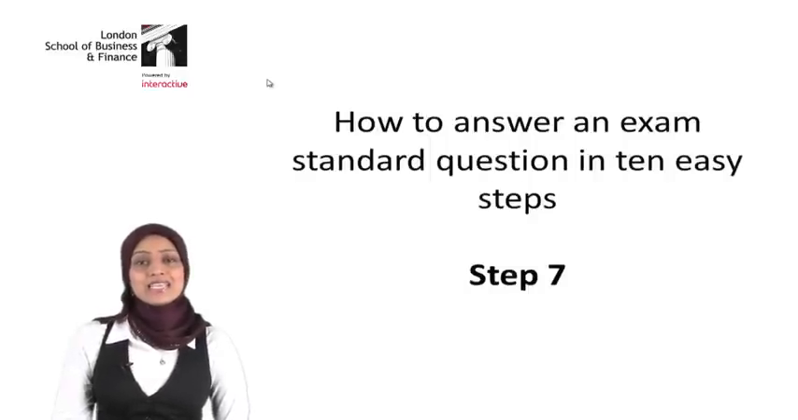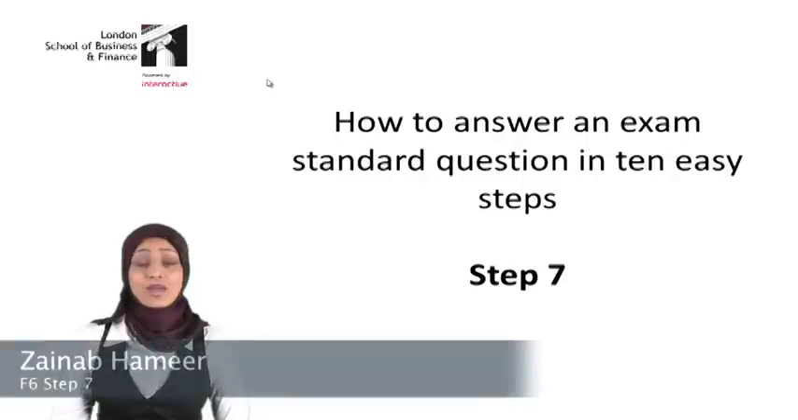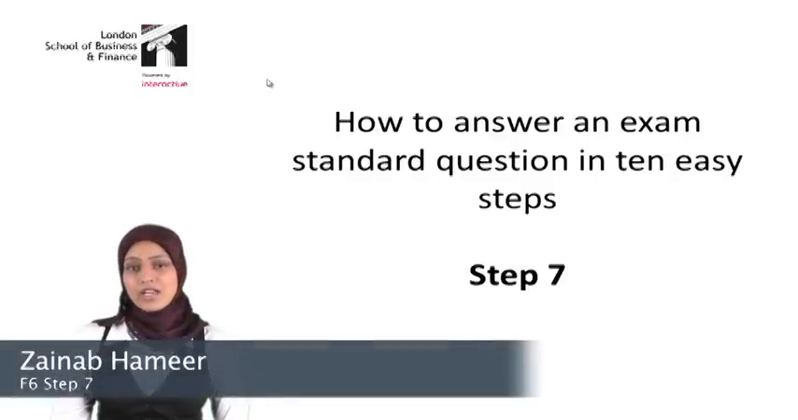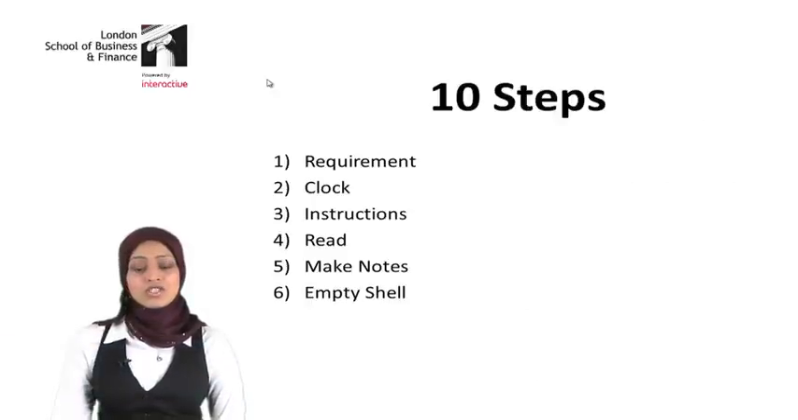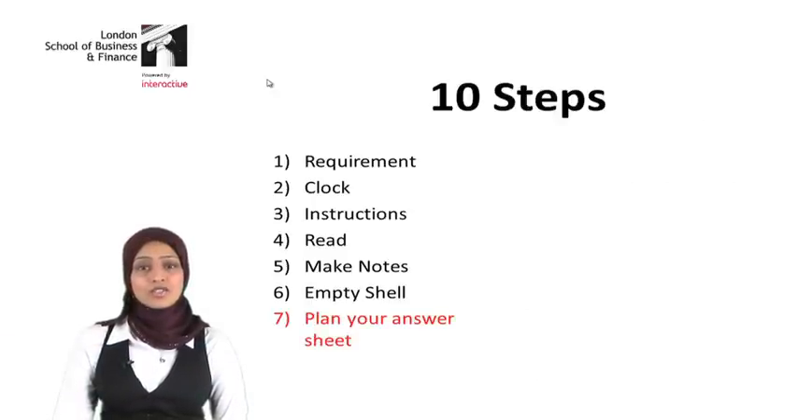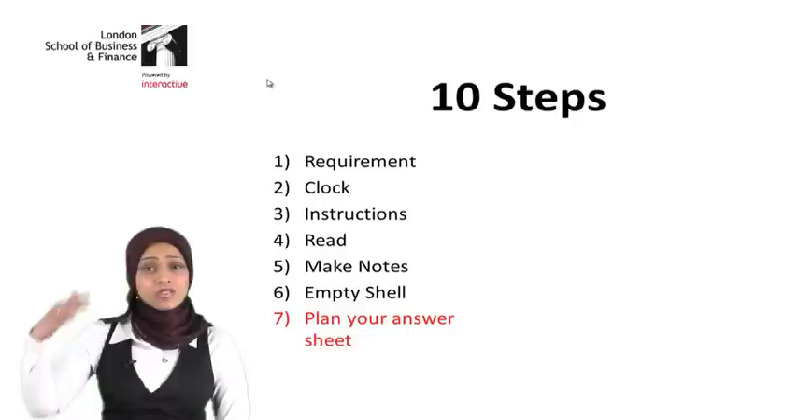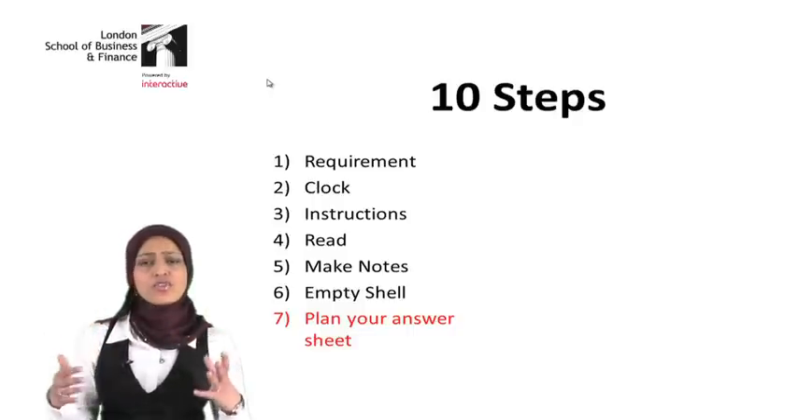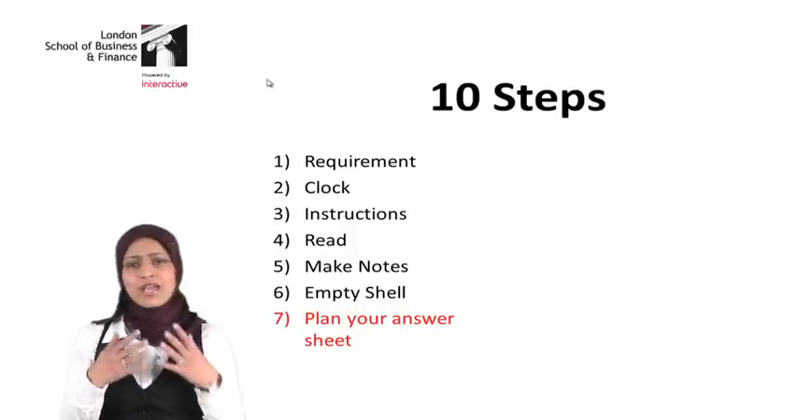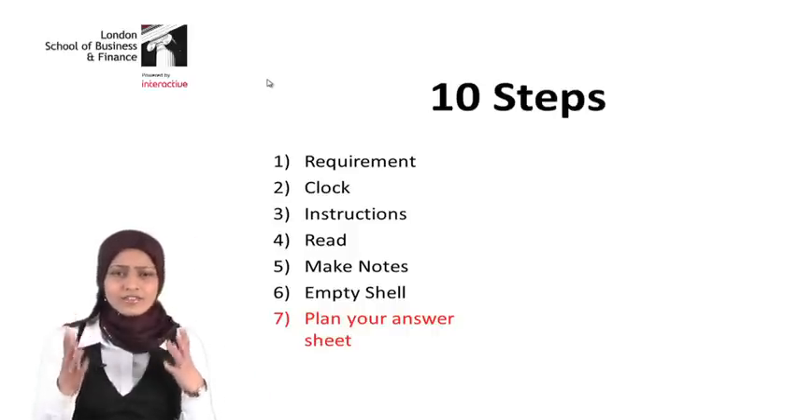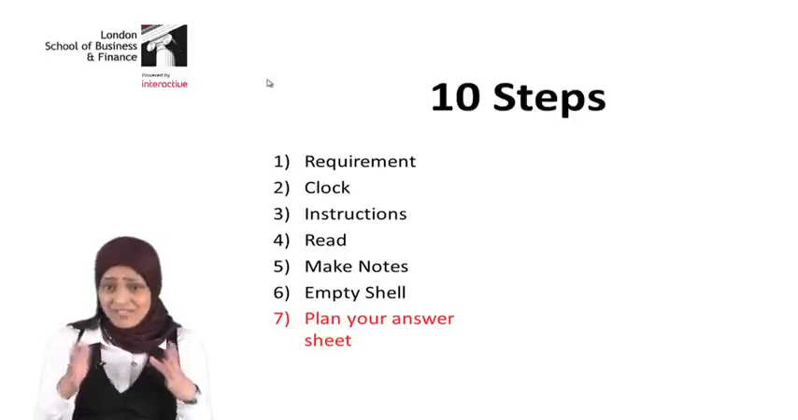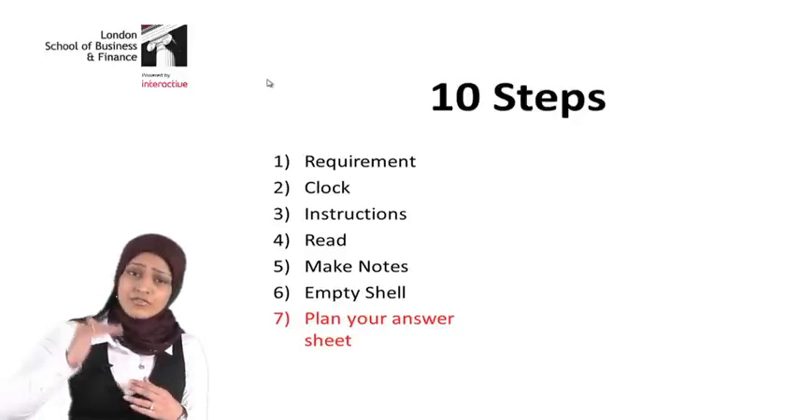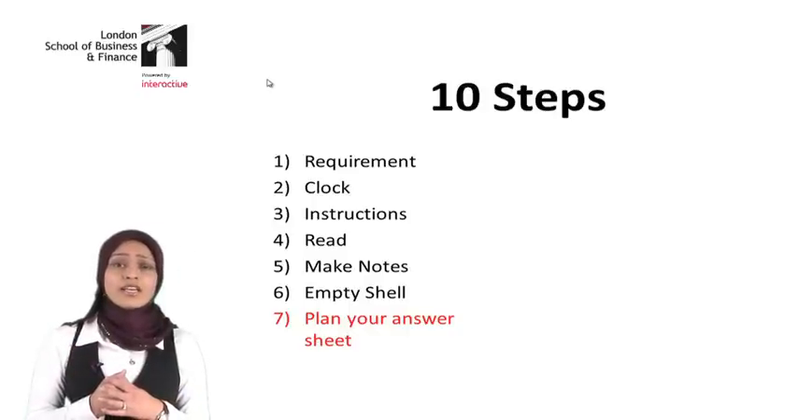We are looking at 10 easy steps on how to answer an F6 exam question, and we have reached our 7th step. On step 7, what I'd like to show you is that we need to now set down our answer sheet. Up until now, we've not even touched our answer sheet. We have looked at requirements, we have made notes, we have looked at the clock, we have told ourselves about formats, but we haven't touched our answer sheet. This is the first time we're going to go into the answer sheet.